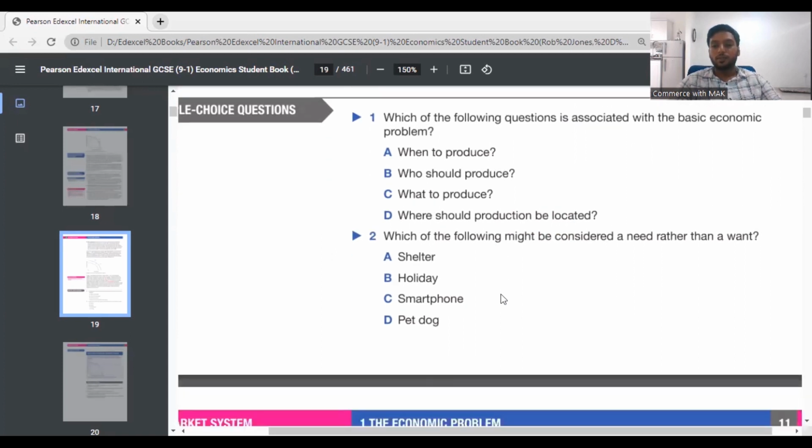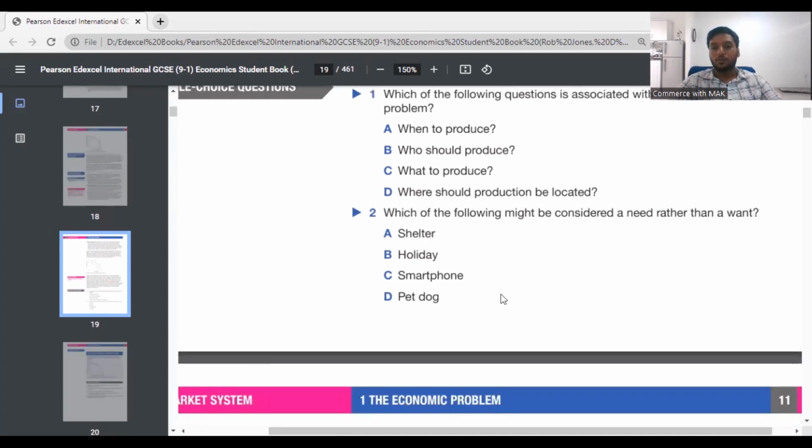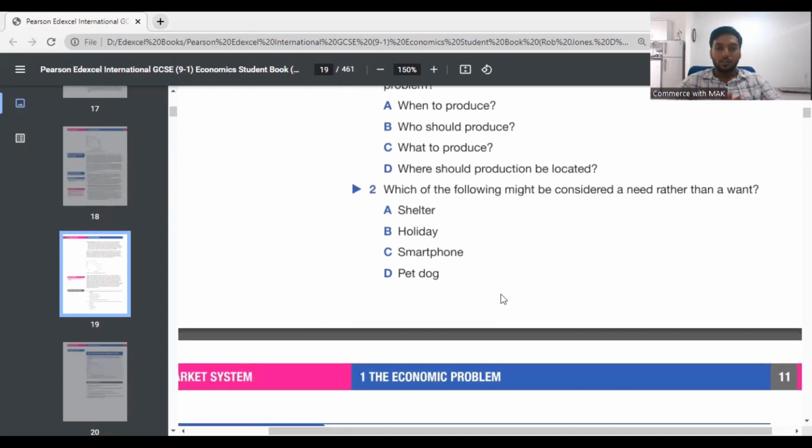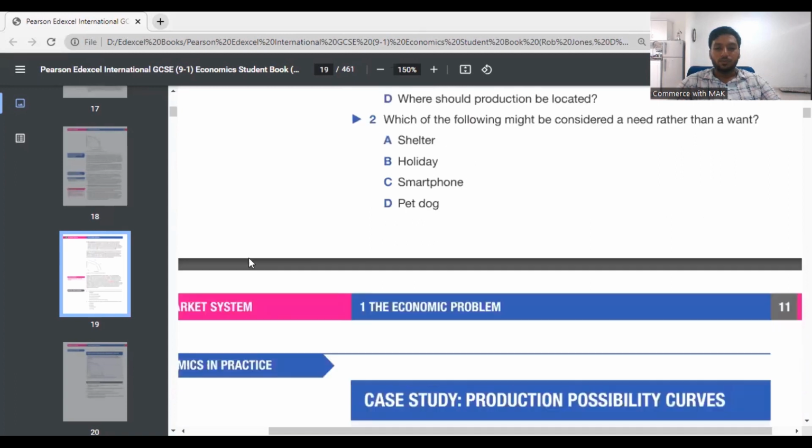Number one done. Then the second question: which of the following might be considered as a need rather than a want? So you need to consider which is better when it comes to need rather than a want. What is a need? What is a want? So you can see shelter, holiday, smartphone, pet dog. Shelter becomes a need. They're asking for shelter as a need. So you should be able to show what is the exact need rather than a want. That's what they're trying to say. Anyway, moving on to the next part.